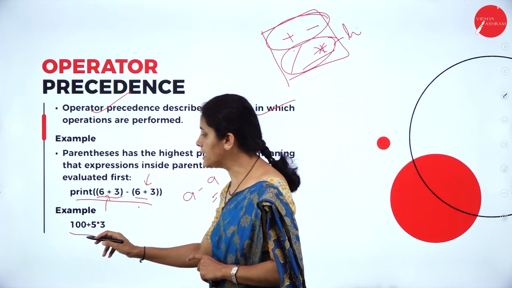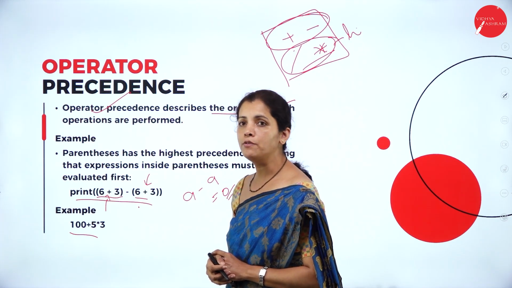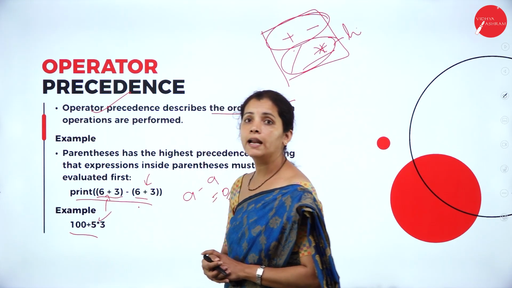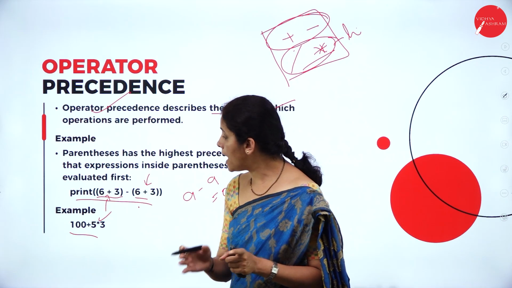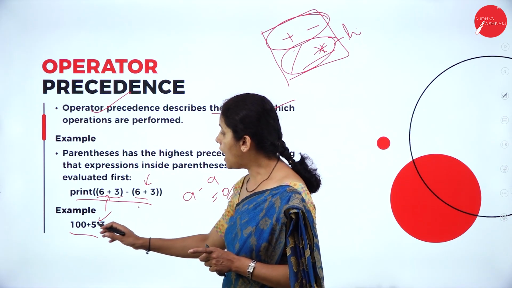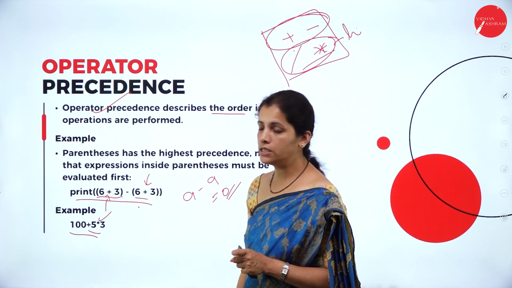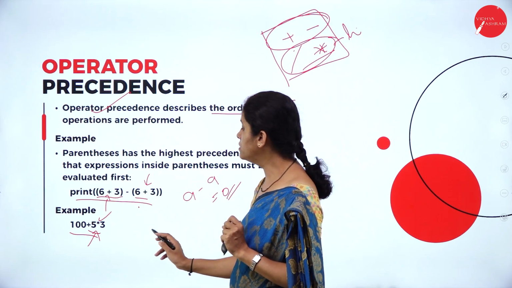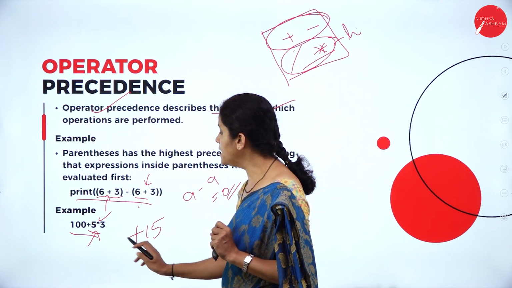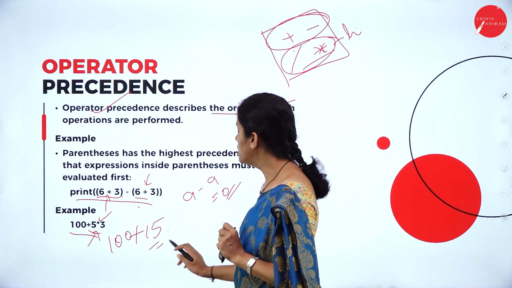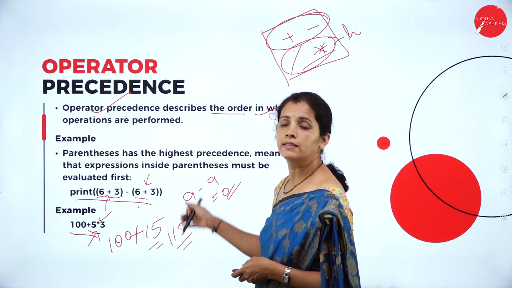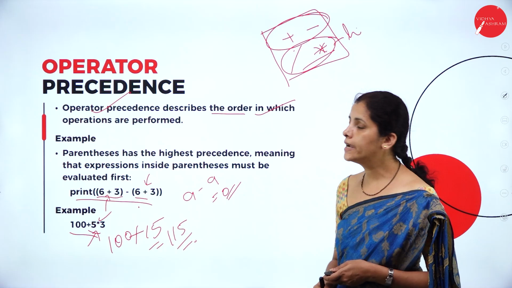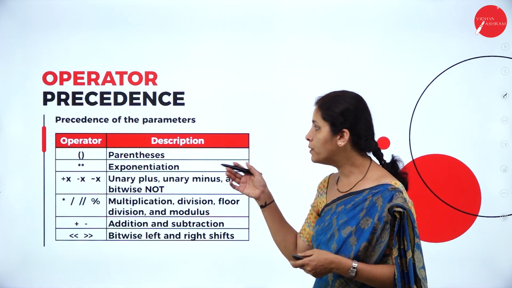And if I consider this example, 10 plus 5 into 3. Star has higher precedence than the plus operator. So how is this code going to execute? It is going to execute 5 into 3 first. So 5 into 3 is 15. 15 plus 100, what's my output? 115. See the order of execution here. So operator precedence describes the order in which operations are performed.